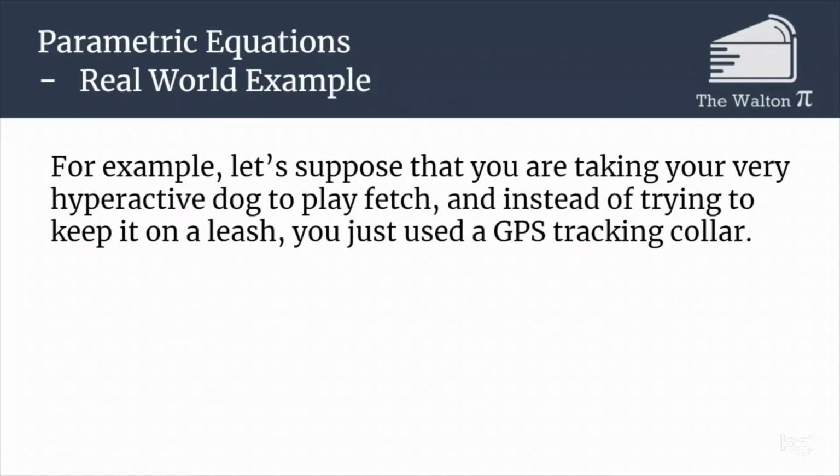So let's say that, for example, we are trying to take our dog to go and play fetch. Your dog is very, very hyperactive, and so he's not going to want to stay anywhere close to you as soon as you take him off of the leash. And you can't really have a dog playing fetch while the dog is on a leash. So instead of trying to keep it on a leash and contain it that way, you use a GPS tracking collar so you could figure out where it was.